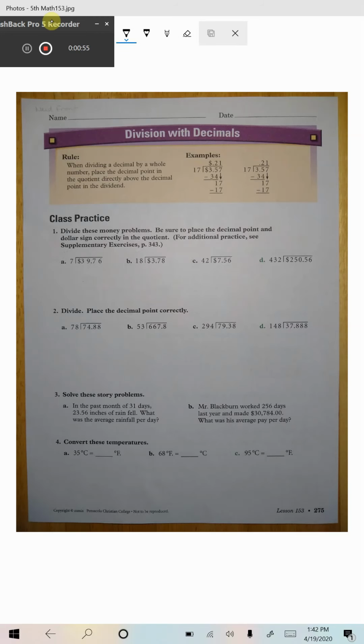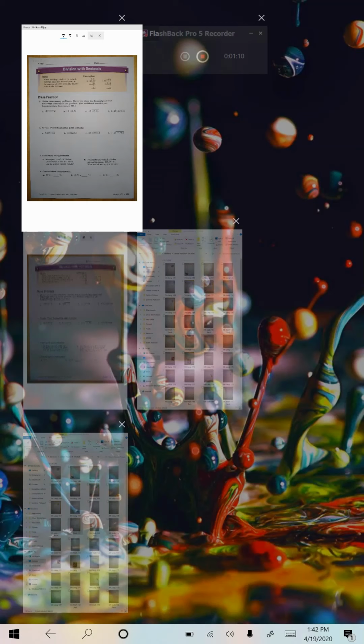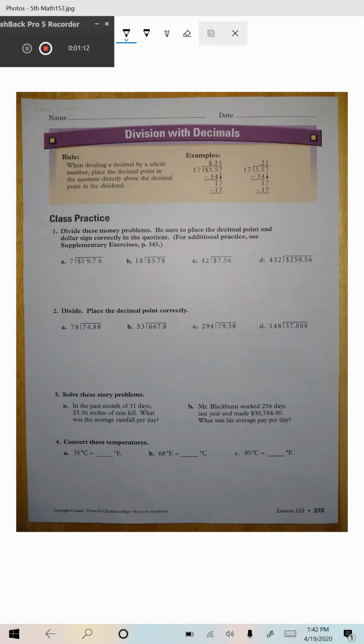So in A, you have $39.76, and it is divided by 7. I'm just going to simply show you what you need to do. You can do a couple of these on your own, and I think you'll get it. All you have to do is make sure when you put your answer up here that your decimal is right here, right above where it was in the dividend, okay?